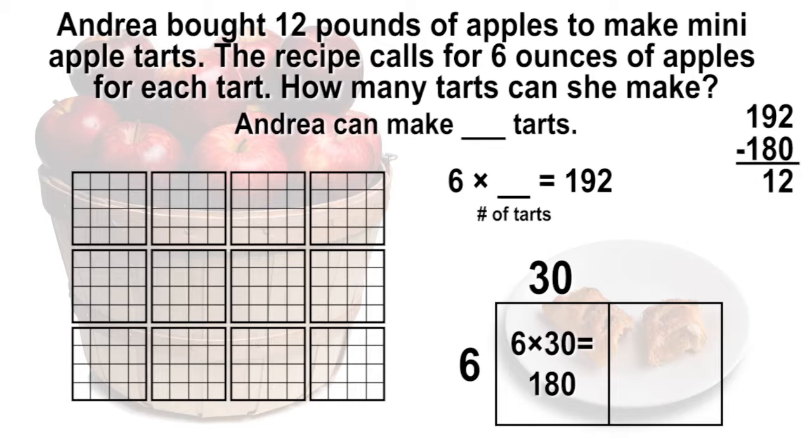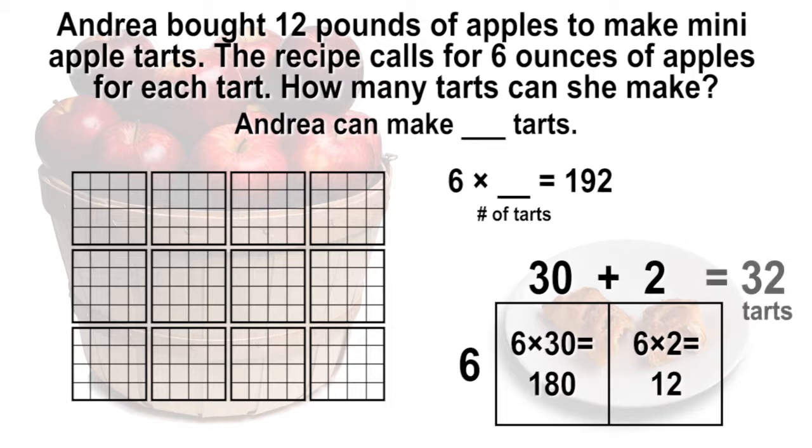How many 6-ounce tarts can she make with the remaining 12 ounces? Well, 6 times 2 is 12. So if she made 2 more tarts, she would use the remaining 12 ounces, and there would not be any leftover apples. Across the top of the rectangle, we can see how many tarts she made by looking at our model. If she made 30 tarts and 2 tarts, that means that she made a total of 32 tarts. To complete our answer statement, Andrea made 32 tarts.